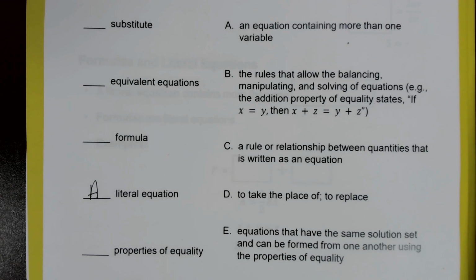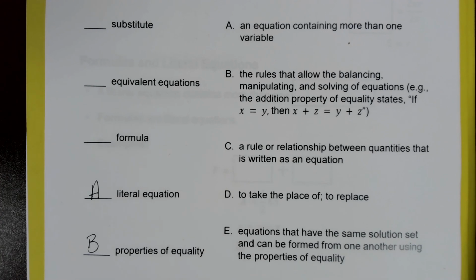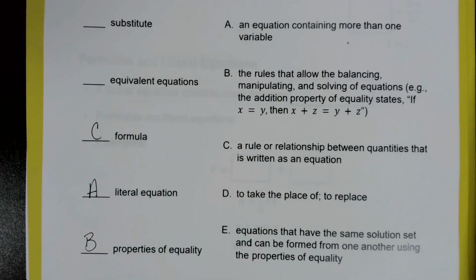B, the rules that allow the balancing, manipulation, and solving of equations. The addition property of equality states, blah, blah, blah. Those are properties of equality. Anything I do to one side must be done to the other. C, a rule or relationship between quantities that is written as an equation. Well, that's a formula. So formulas like y equals mx plus b. That's a formula. Rate times time equals distance. That's a formula, the distance formula.